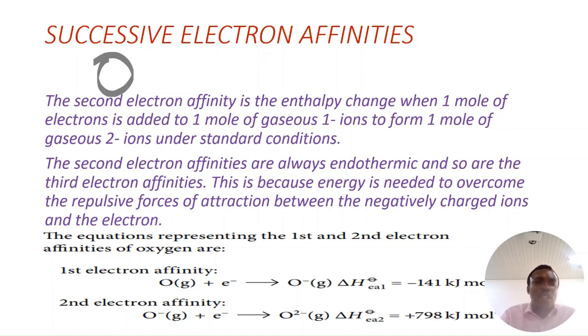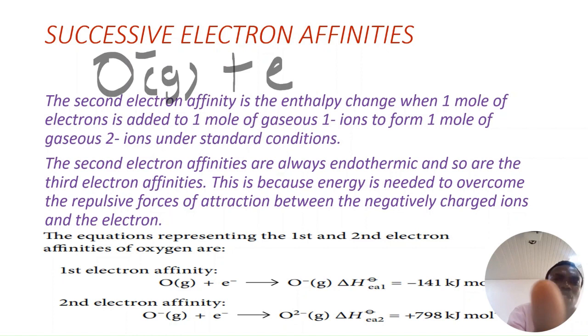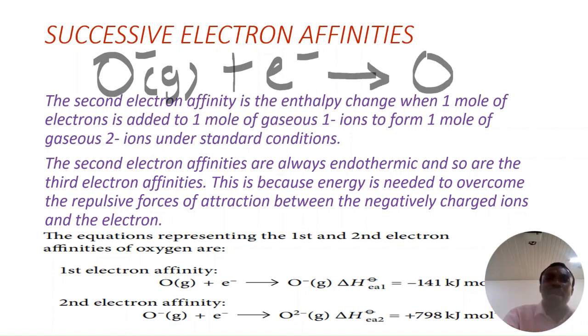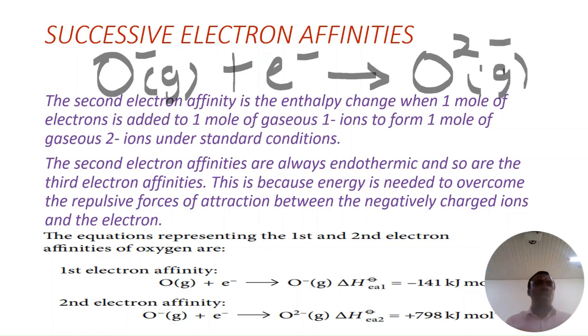Now the second electron affinity has to do with the enthalpy change when 1 mole of electrons is added to 1 mole of gaseous minus 1 ions to form 1 mole of gaseous minus 2 ions under standard conditions. So the second electron affinity is the enthalpy change when 1 mole of electrons is added to 1 mole of gaseous minus 1 ions to form 1 mole of gaseous minus 2 ions.